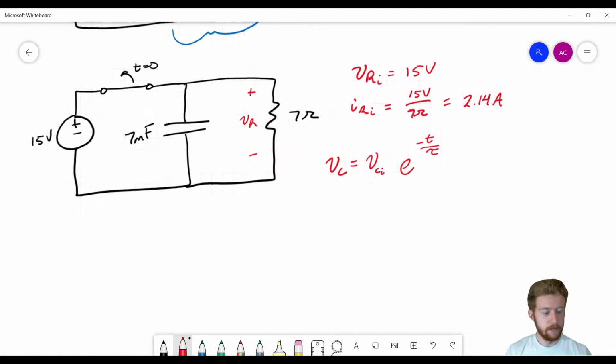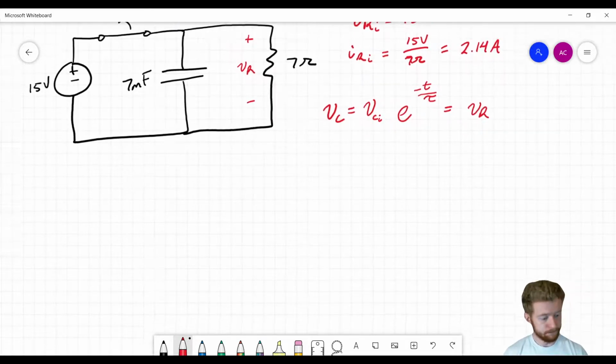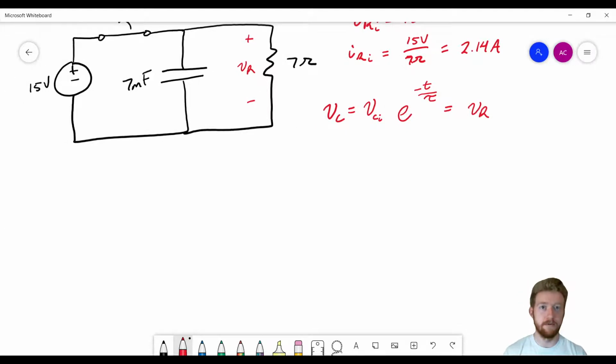This is actually equal to the voltage across the resistor, right? Because all that potential has to be dissipated somewhere because of Kirchhoff's loop rule, or Kirchhoff's voltage law. The only place that voltage can be dissipated is across that resistor. So that's how we know that VC is equal to VR. So let's go ahead and try to find what VC is.